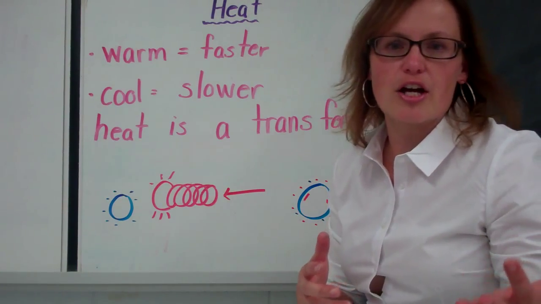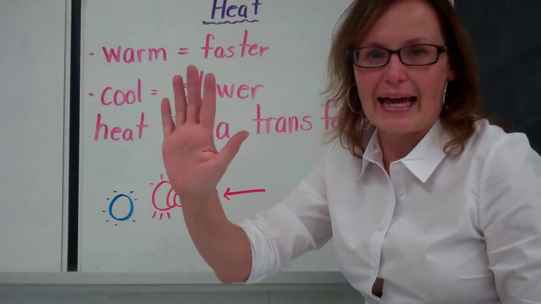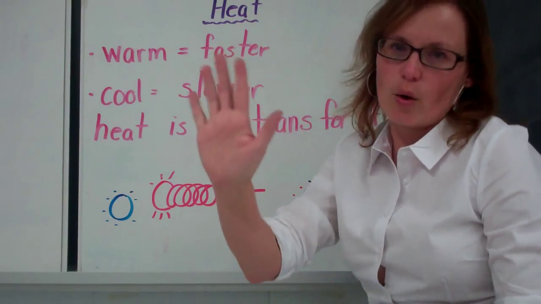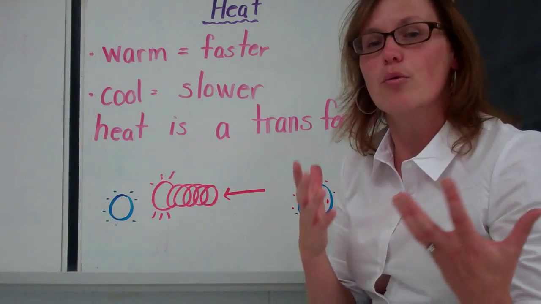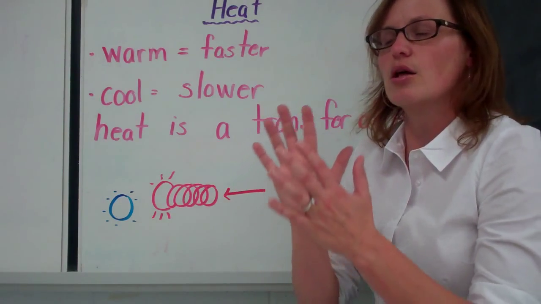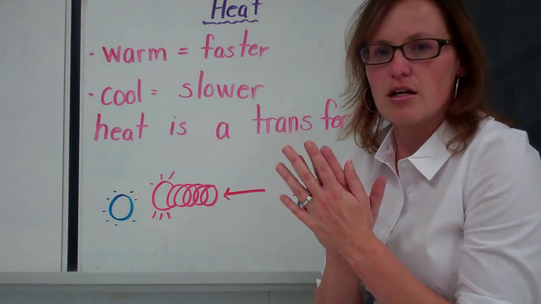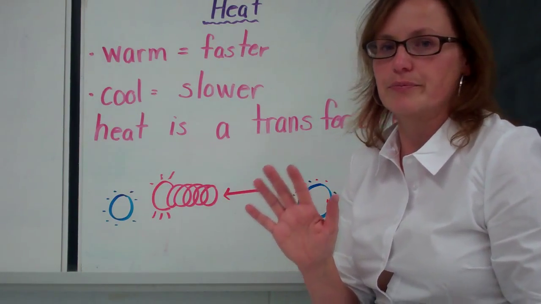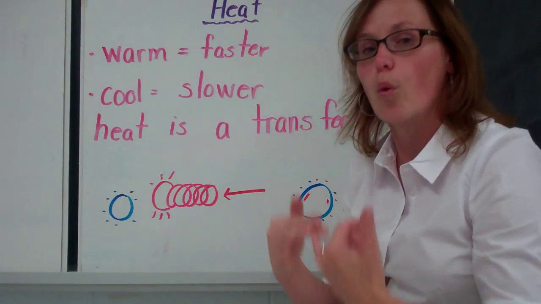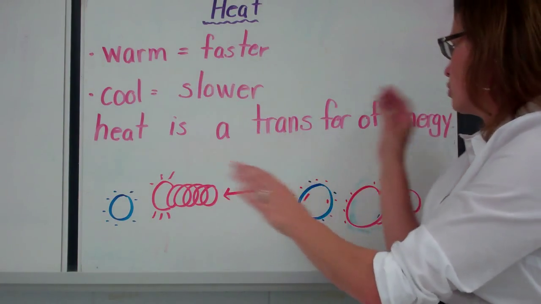So if you want to imagine, like you saw in your video, if I put my hand on a window and I hold it there for a minute and then I take my hand away, that section of the window is going to stay warmer for a little bit because the heat energy from the particles in my hand have transferred to the window. So it's always from the particles of a warm object to the particles of a cool object.